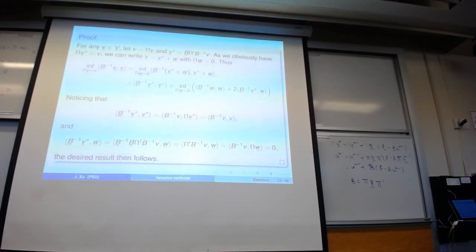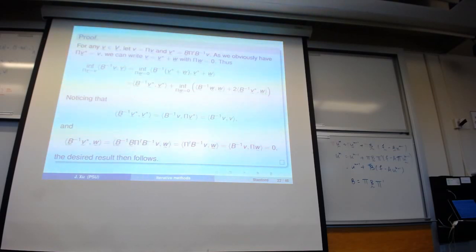So you can write V tilde equal to V tilde star plus W, where W is in the kernel of pi. Because V tilde star is a pre-image of V, any V tilde can be written as this plus something in the kernel, right? Is that clear? So now you just take the inf. Because V tilde star is fixed, you only have to take the inf over something in the kernel, right? So you expand it out.